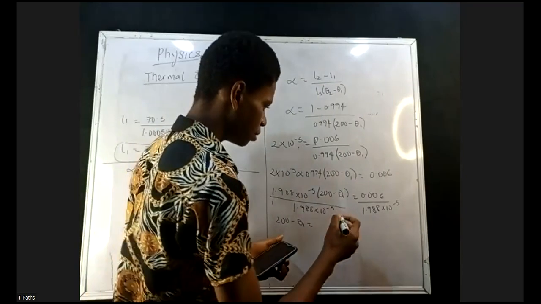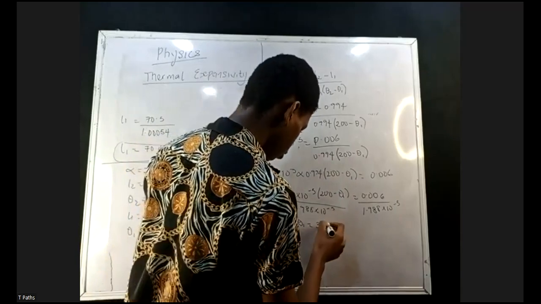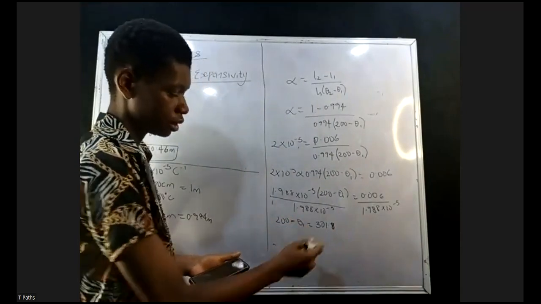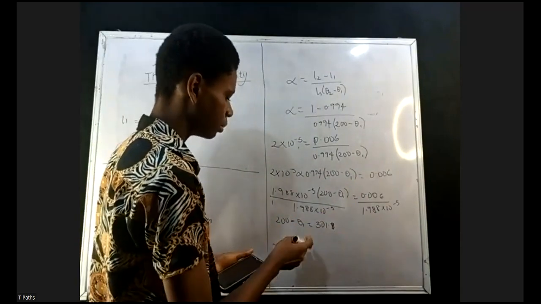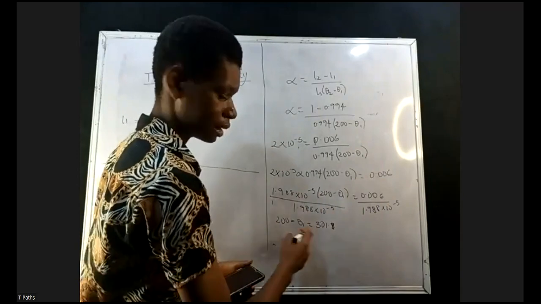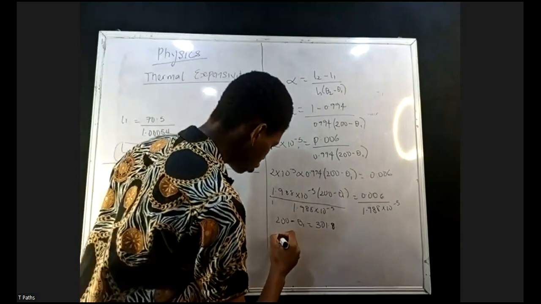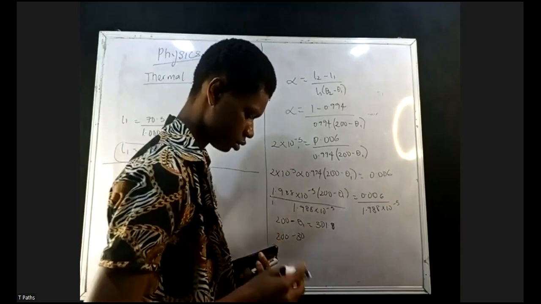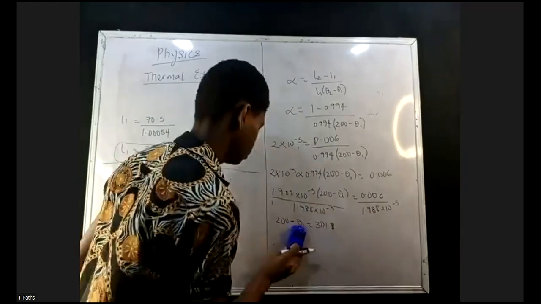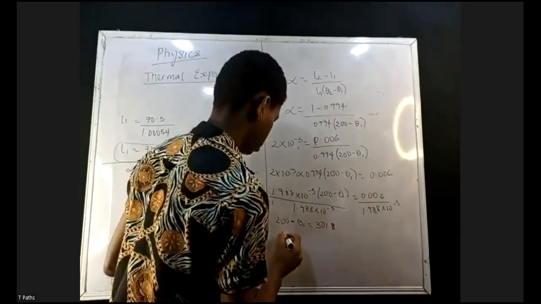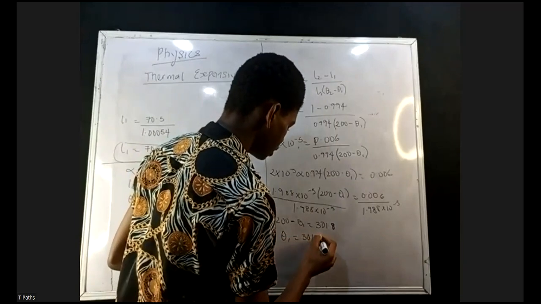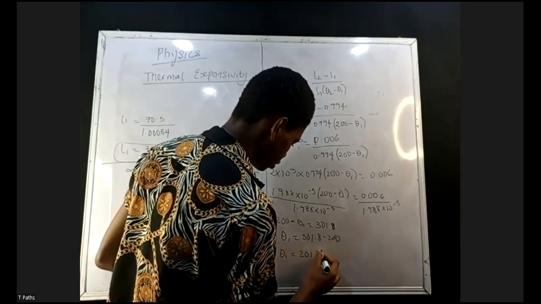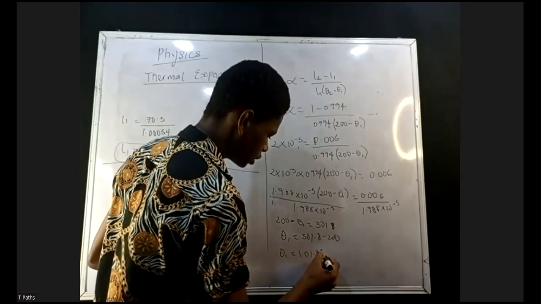Okay, so this is giving me 301.8 as my theta 1, after dividing it. So what I'm going to do is collect like terms. I'm going to bring this to the side and take this to the side. So I have 200 minus 30, theta 1 equal to 301.8 minus 200, which is going to give me 101.8 degrees Celsius.